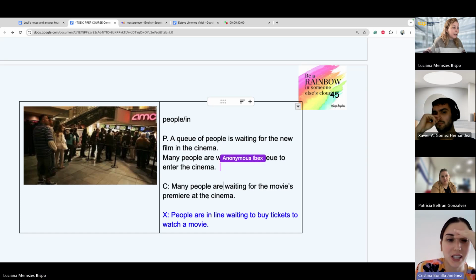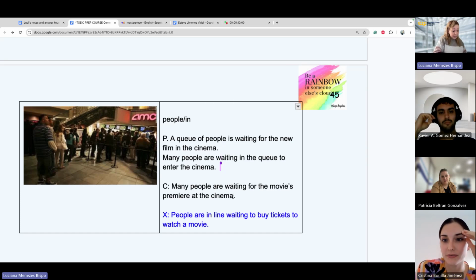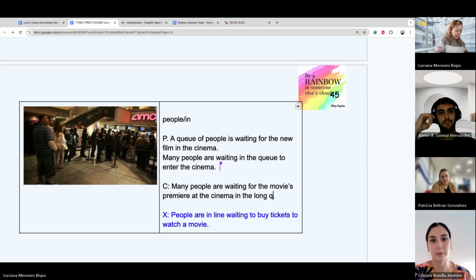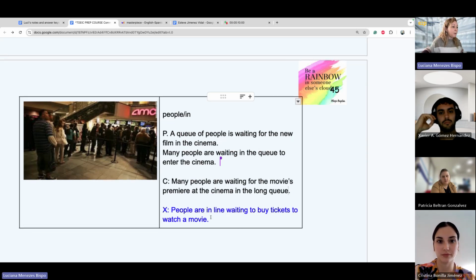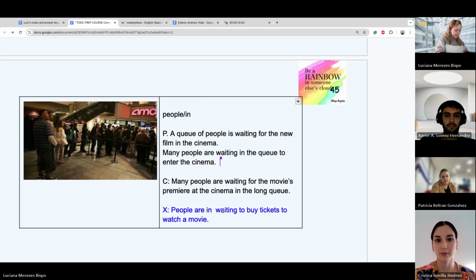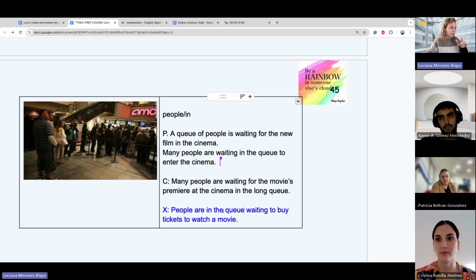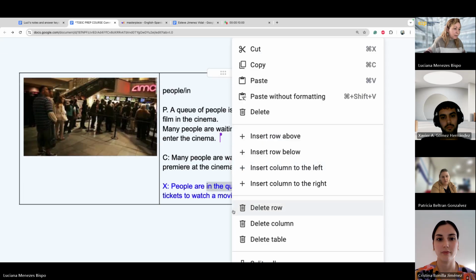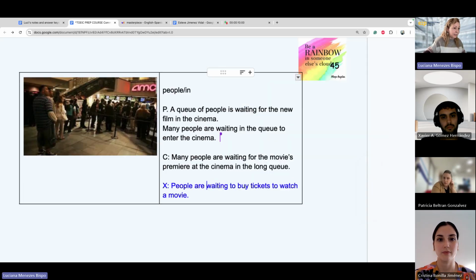I don't use in. And you forget. Yes, you would say in the longer queue, for example. Much better, Miss Cristina. People are in the queue. Oh my God, I always get mistaken with this word. People are in the queue. English order. People are waiting to buy tickets to watch a movie in the queue.